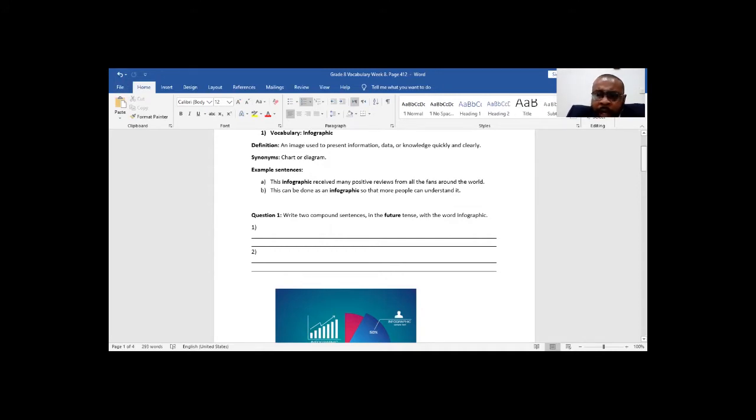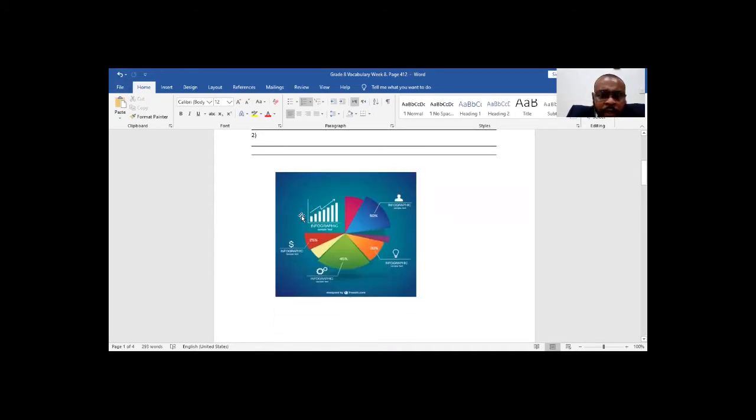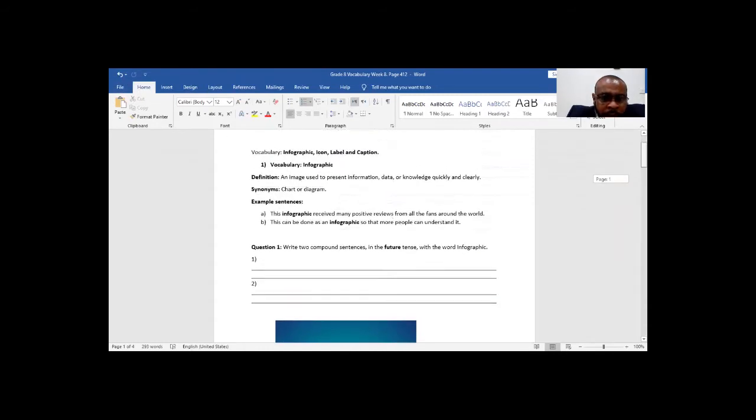If I go down here for 1 second and you look at this picture that I've put here, these are different types of diagrams. This is a vertical diagram and that is a pie chart, but all of these are infographics, right? Now we know what the definition is. We have the synonym, which is a different word that has the same meaning. Let's look at how to use it in a sentence.